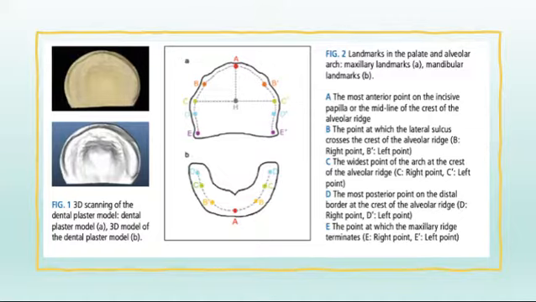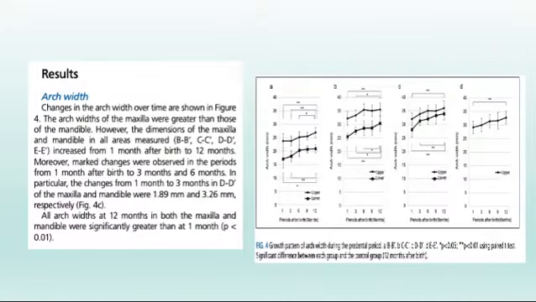C is the width point of the arch of the crest of the alveolar ridge, C right point and C left point, and D is the most posterior point of the distal border of the crest of the alveolar ridge. The results: the change of arch width over time is shown in figure 4. Arch widths of the maxilla were greater than the mandible. However, the dimensions of the maxilla and mandible and all areas measured increased from 1 month after birth to 12 months.